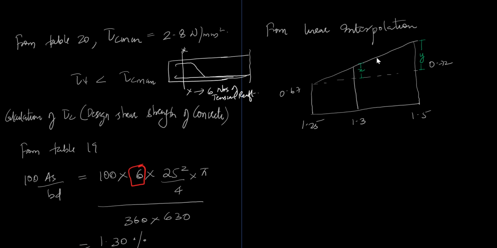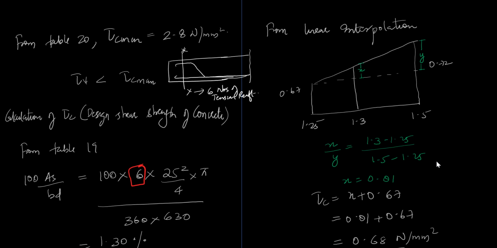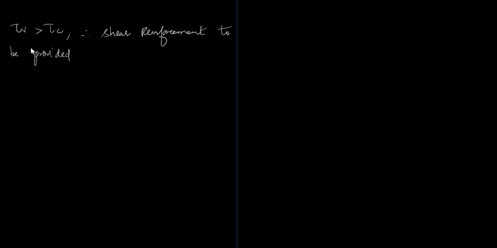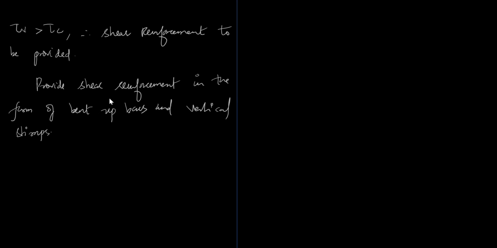I will consider this value as x and this value as y, and from linear interpolation I will get the value for x as 0.01. That is, I will get the value for tau C as x plus 0.67, that is 0.01 plus 0.67, which is 0.68 Newton per mm square. That is, tau V is greater than tau C, which means I need to provide shear reinforcement to resist the shear which is coming on the beam. So provide shear reinforcement in the form of bent-up bars and vertical stirrups.